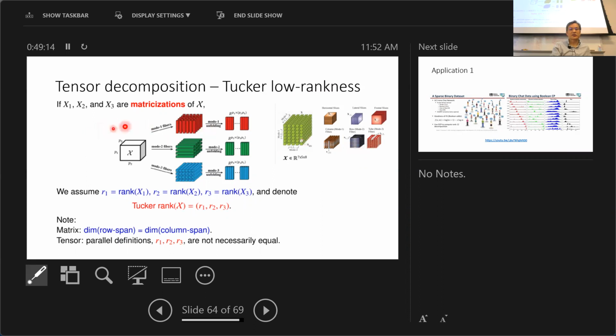Another method is called the Tucker low-rank decomposition. It is another method to do the tensor decomposition. You see the structure looks very different from the CP method. They construct several of these, what they call vector sets, something like that.